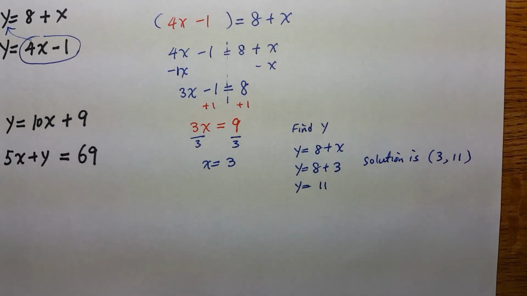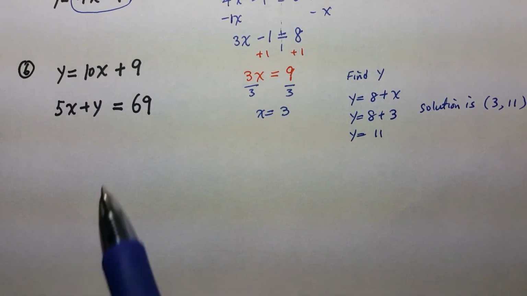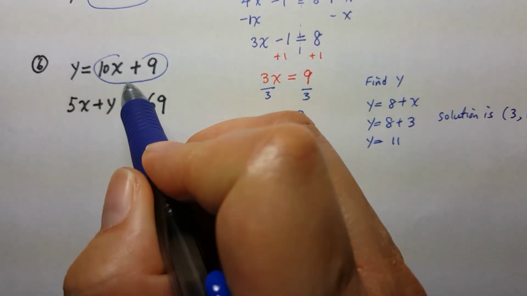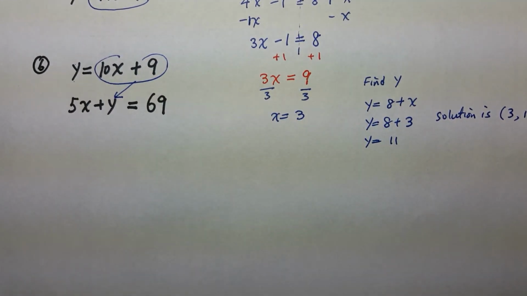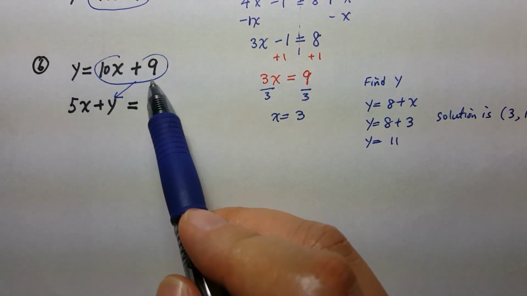Now let's take a look at question number 6. Number 6: y equals 10x plus 9 and 5x plus y equals 69. So this one, the y is by itself on top, so I'm going to substitute this one in here. Okay, y equals 10x plus 9. I'm going to substitute this way.